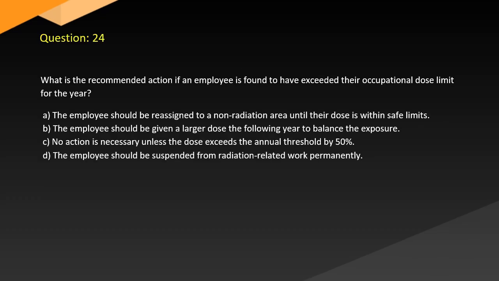Question 24. What is the recommended action if an employee is found to have exceeded their occupational dose limit for the year? A. The employee should be reassigned to a non-radiation area until their dose is within safe limits. B. The employee should be given a larger dose the following year to balance the exposure. C. No action is necessary unless the dose exceeds the annual threshold by 50%. D. The employee should be suspended from radiation-related work permanently.